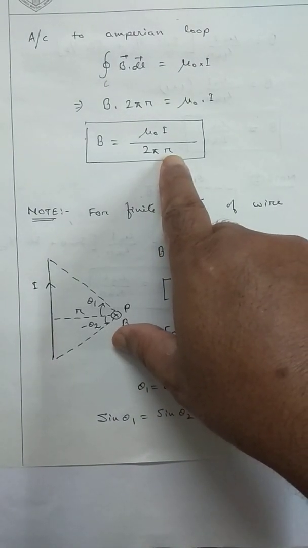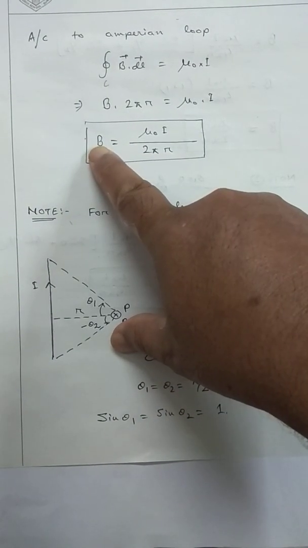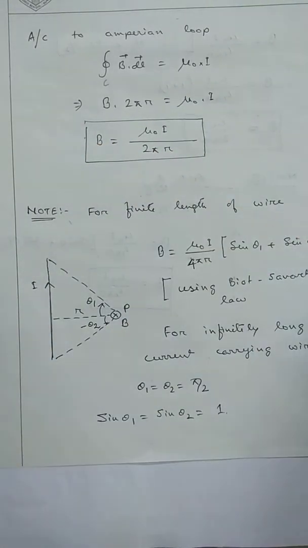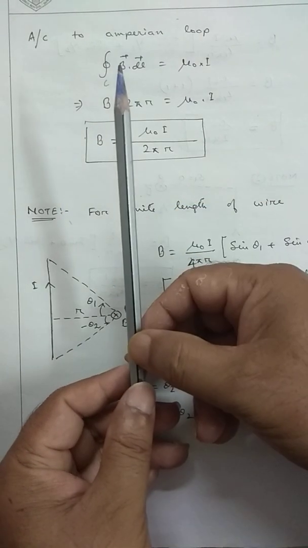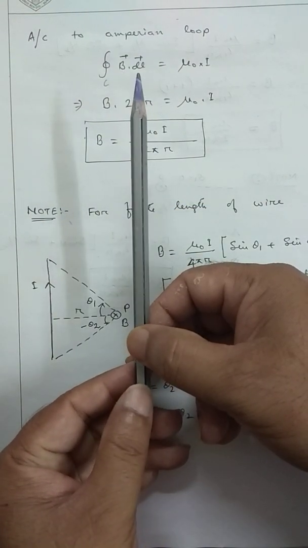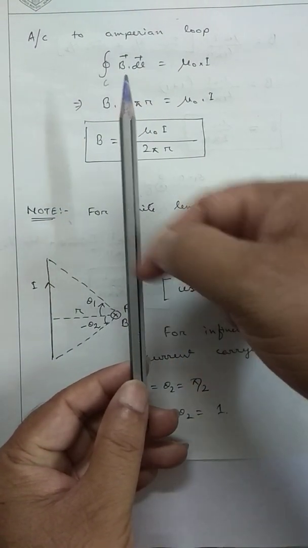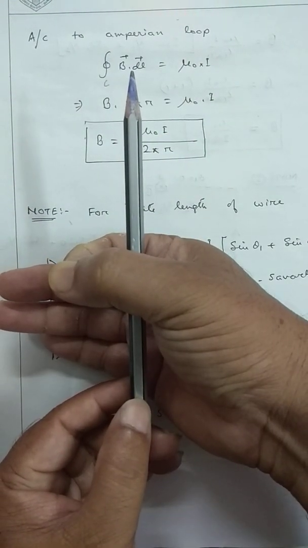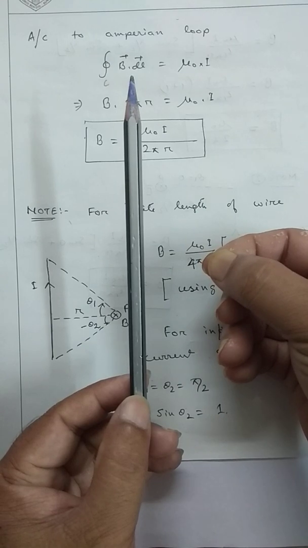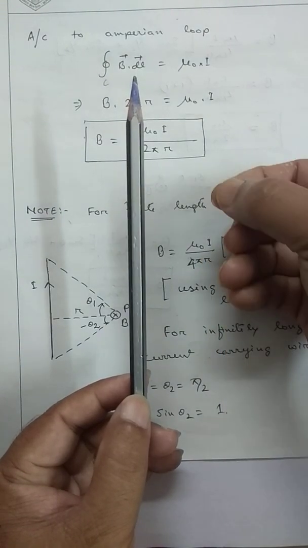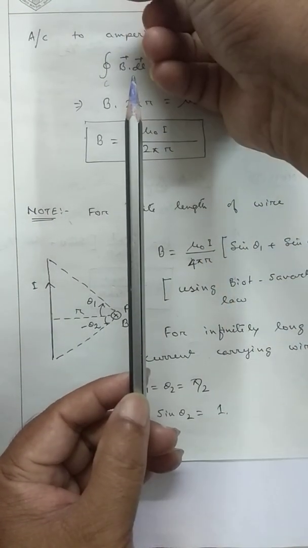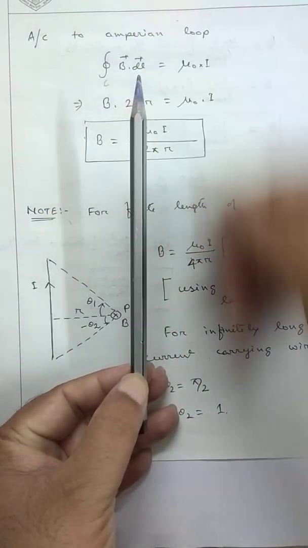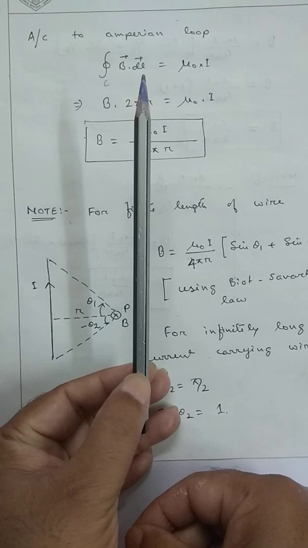When R is 0, what happens to B? According to mathematics, when R is 0, B should be infinity. But we know that when a current passes through a wire, magnetic field is produced around it. We get the magnetic field maximum at this point. There is no magnetic field around the axis. Yes or no? We already discussed in the first class.